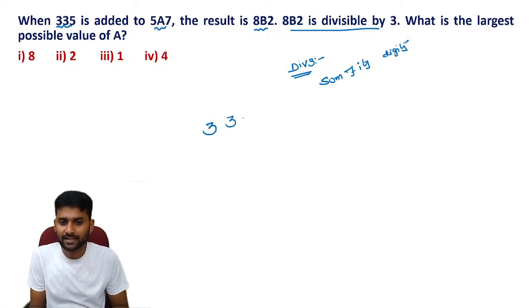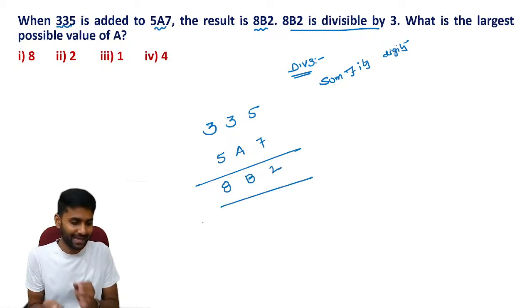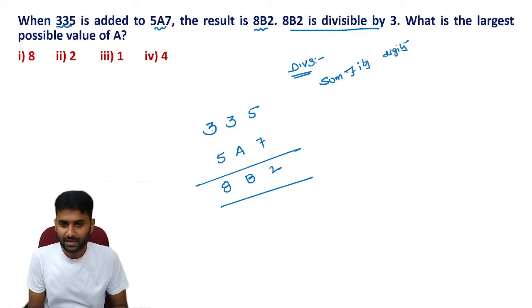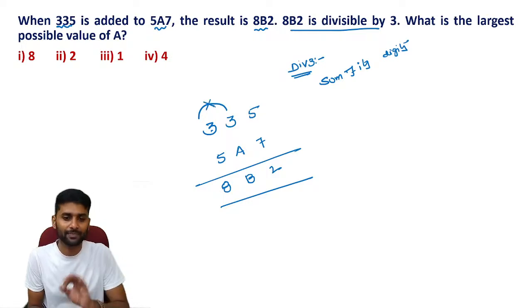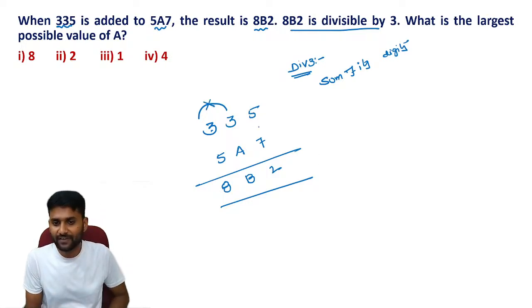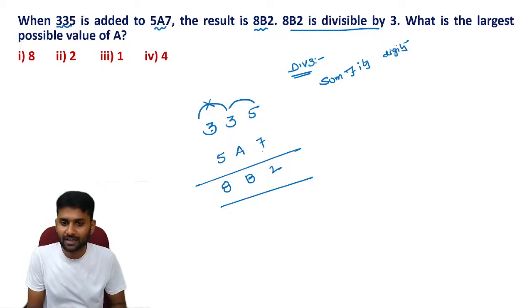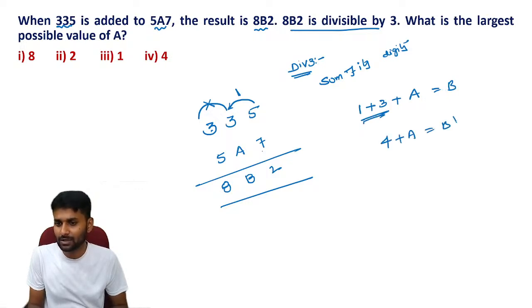Here you should understand that 335 is added to 5a7 and the result is 8b2. Can I get a carry over while adding the numbers? Now see, 3 plus 5 is equal to 8, so there is no carry over from the previous place. Now 5 plus 7 is 12, so definitely there is a carry over. So 1 carry over plus 3 plus a is equal to b. It means you will get 4 plus a is equal to b.